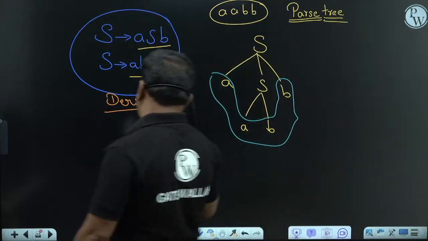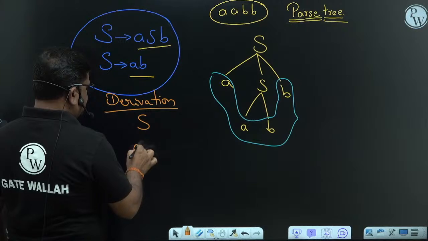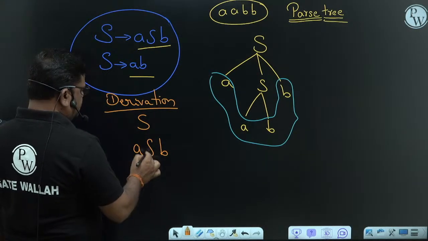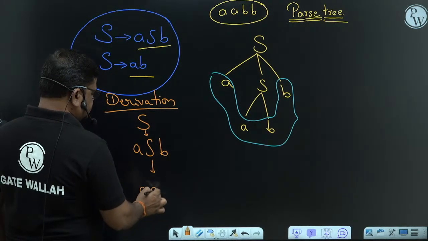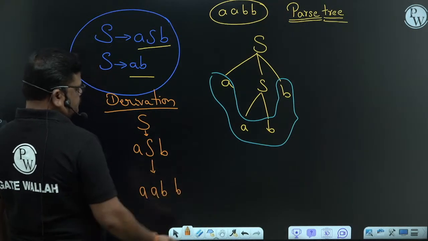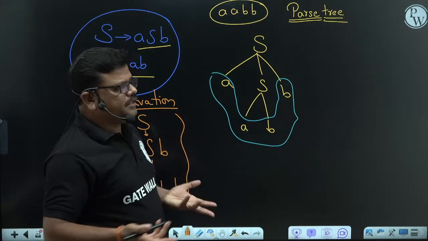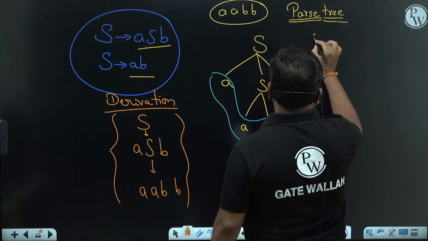Generally we start from S. Same thing, S will be replaced by ASB. Again, this S will be replaced by AB. That's all. This is called derivation. There is no difference between the derivation tree and derivation. This is the parse tree, also called the derivation tree.